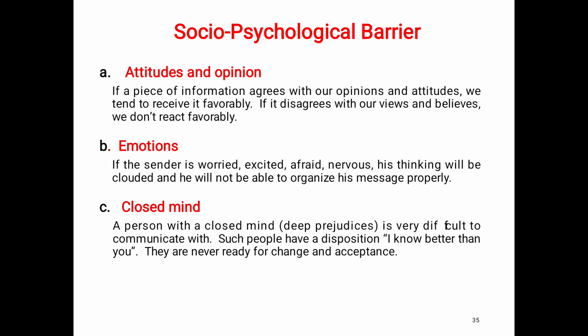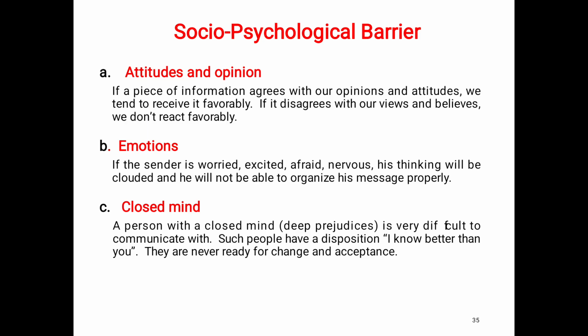Okay, the third type is closed mind. Closed-minded people are very tough to communicate with because they are never ready for some change. They are never ready to relax their point of view, because of the deep prejudices they have. A person with a closed mind is very difficult to communicate with. Such people have a disposition that they know better than others. So it becomes a challenge for the sender to communicate with such people.